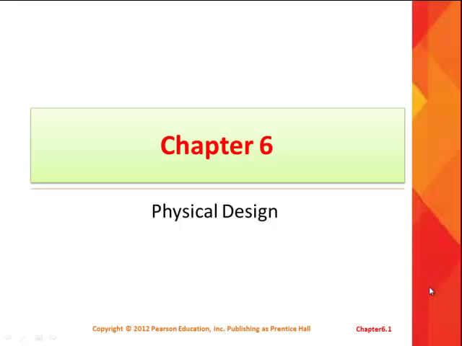This is Chapter 6, Physical Design. As you know, we started in Chapter 4 of this textbook with logical design. That's where we created ERDs, things like that, and also we continued that with the normalization process in Chapter 5. So now we have a good database design. Physical design means we're actually going to create it physically in a relational database system.